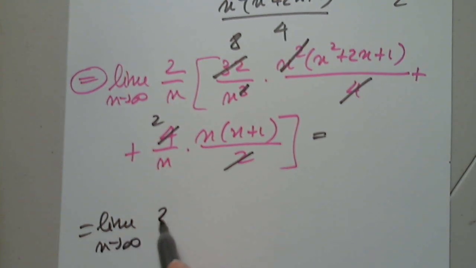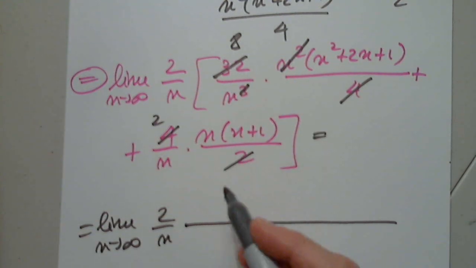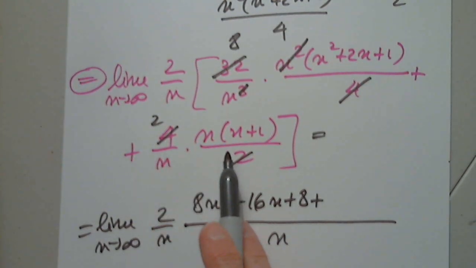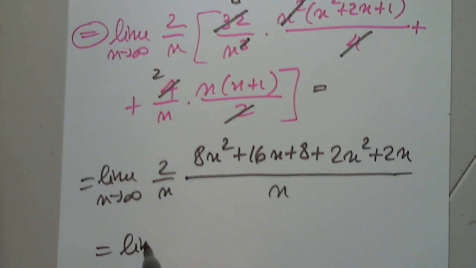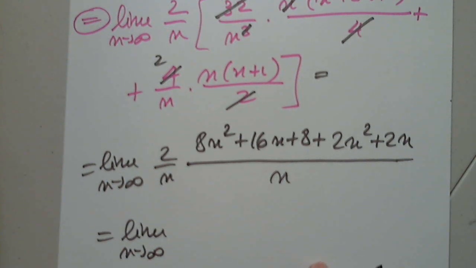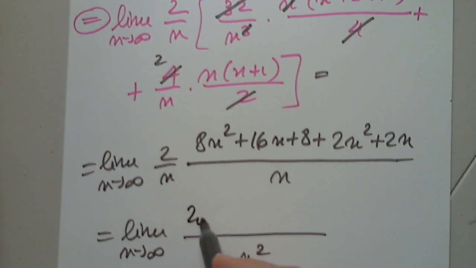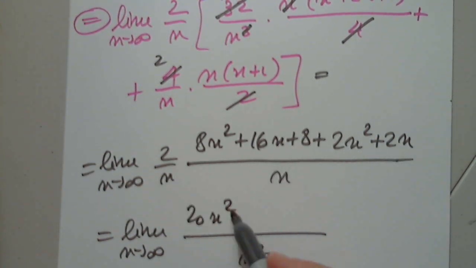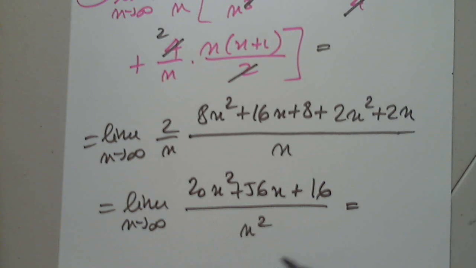Limit as n approaches infinity, 2 over n. The least common denominator is n. I distribute, and I distribute, 2n squared plus 2n. Limit as n approaches infinity. The denominator now becomes n squared. 8 plus 2 is 10. 10 times 2, 20n squared. 16 plus 2 is 18 times 2, 56n plus 16. After L'Hopital's rule, 20.